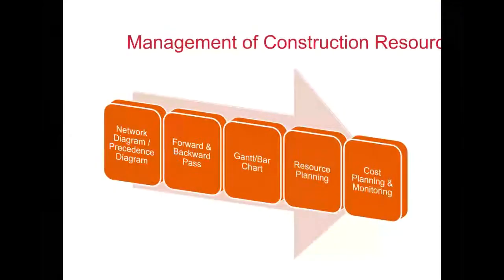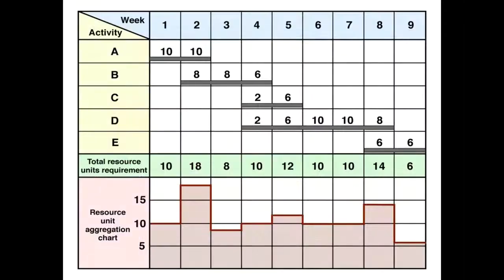So in this section we are further building on our discussion. We learned how to do bar charts and how to use them for managing our cost and resources. Very often what we do is load our bar chart with the resource requirements. So here, for instance, 10 is the resource requirement for each bar, and then we produce a resource histogram, which is also called a resource unit aggregation chart.